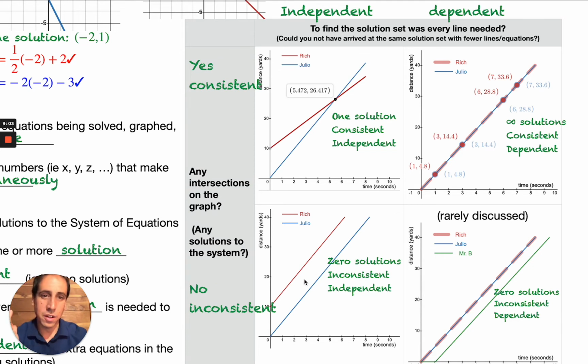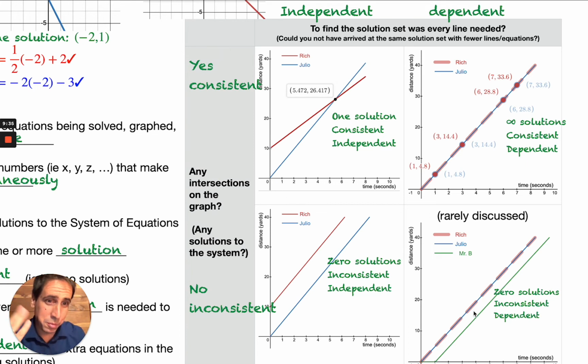There are 0 solutions, and we said 0 solutions means inconsistent, and we needed both lines in order to establish the solution set. We needed both of these lines to see that yes, there are no solutions at all. Because we need both lines to arrive at the solution set, then we can say it's independent. It's a yes to here. Here, look at this. Check this out.